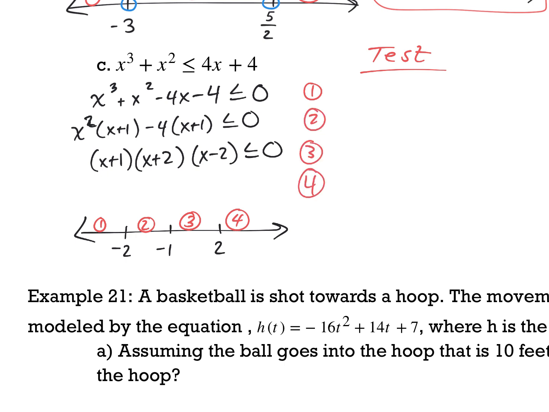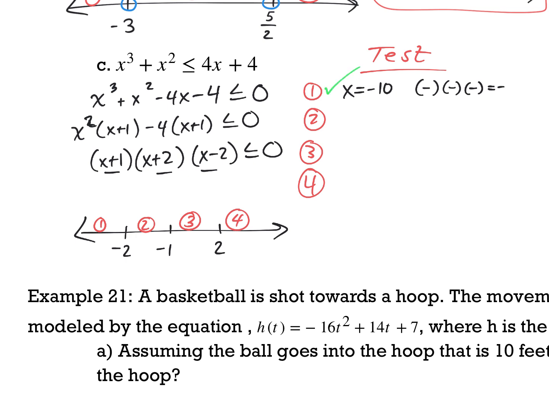So our first value, for whatever reason, I like plugging in -10. And if I were to plug -10 into each of these factors, I would get a negative times a negative times a negative, which is negative. And we are looking for a value that is less than or equal to 0. So this first interval works.